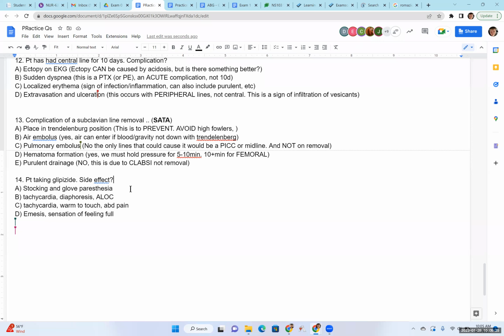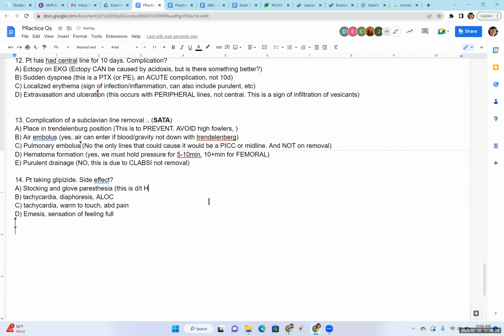So there could be a question that says, hey, they're on this medication, sulfonylurea or meglitinide, and they have a lethal rhythm. What lethal rhythm would you expect? Like VTach, VFib, asystole, PEA. They have no pulse and they were on meglitinide, or no pulse and they're on glyburide, or glipizide. So that could be because of MACE. So this side effect is looking at what? What's stocking and glove paresthesia?